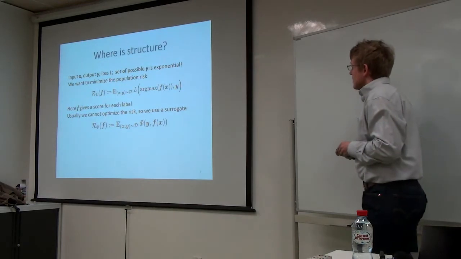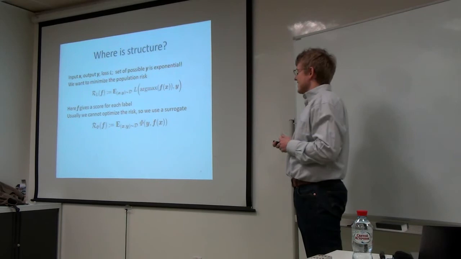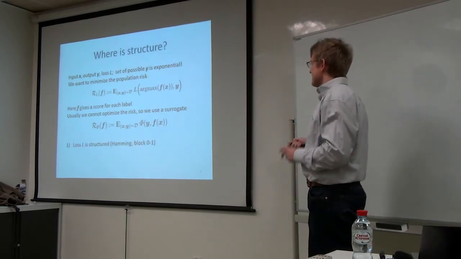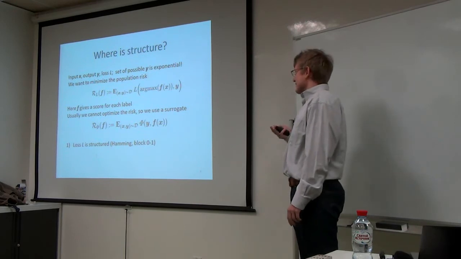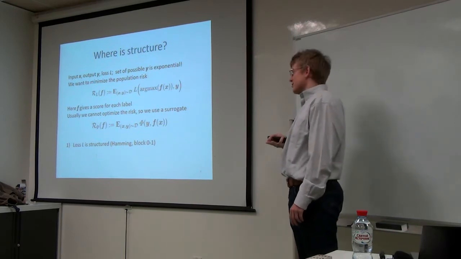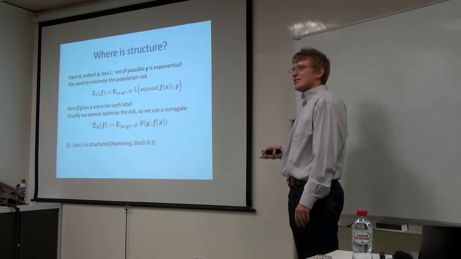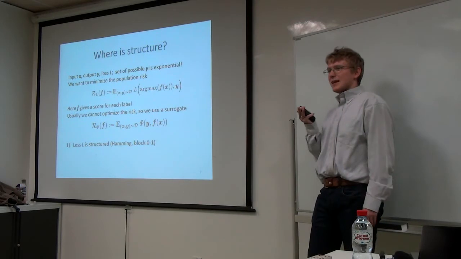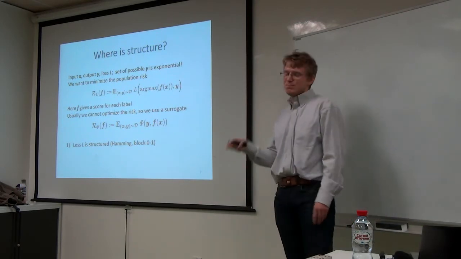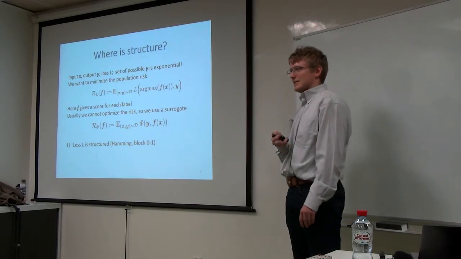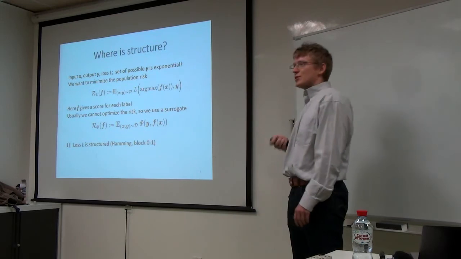Okay. In this formulation, where is the structure? The structure actually appears in two places. The first place is that the loss is structured. What do I mean by structured losses? For example, Hamming loss is structured. As a counterpart, the most unstructured loss is the 0-1 loss, where you give a penalty of 1 if you predict incorrectly, and a penalty of 0 if you predict correctly. Another loss that I'm going to work with is the block 0-1 loss.